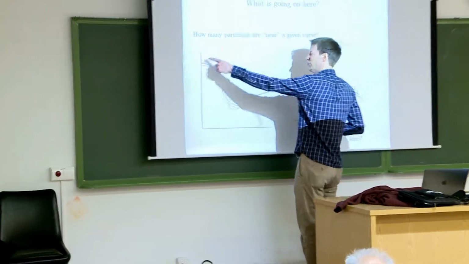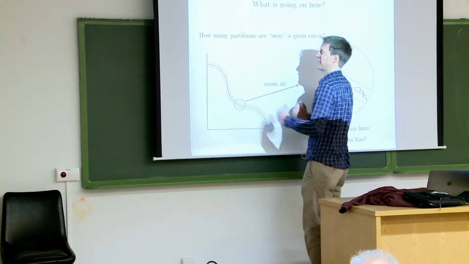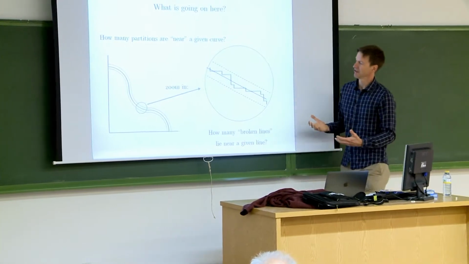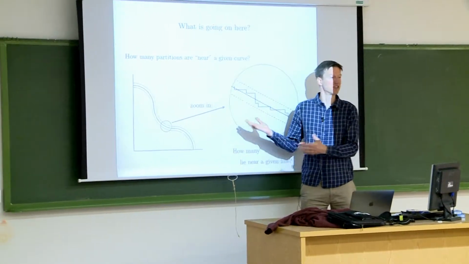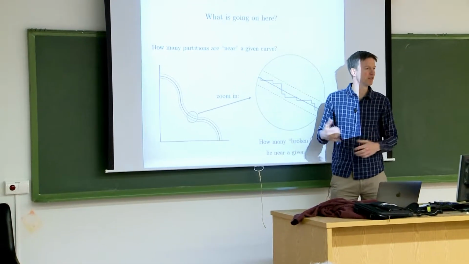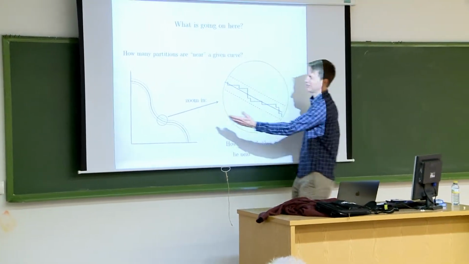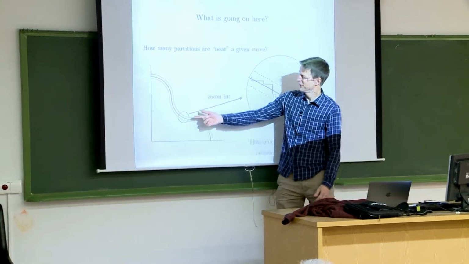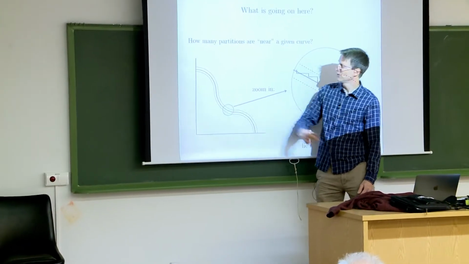So I just take whatever curve I want. Let's try to count the number of partitions which lie near that curve and try to figure out which curve is the best, which curve wins. All right? And if I have a particular curve, how do I count the number of partitions near that one? Well, let me zoom in to a point on that curve.